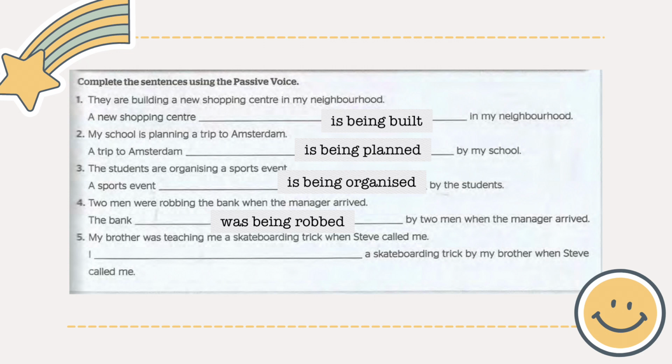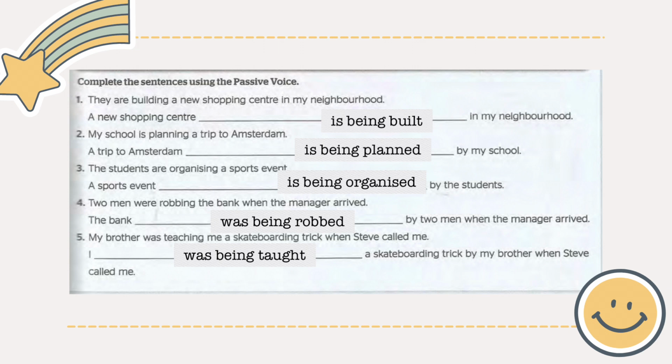And the final question. My brother was teaching me a skateboarding trick when Steve called me. The verb is teach. So, the answer will be I was being taught a skateboarding trick by my brother when Steve called me. So, students, I hope you can see the difference between the present continuous and past continuous.